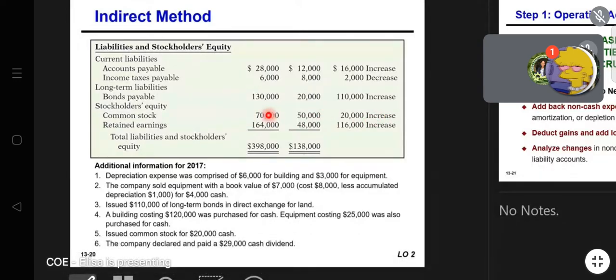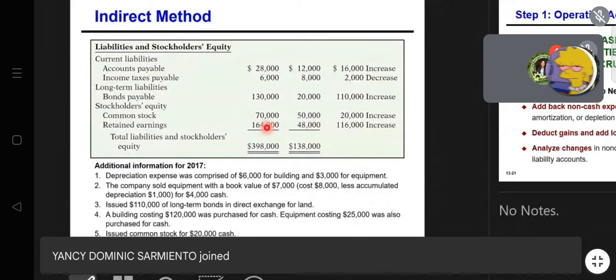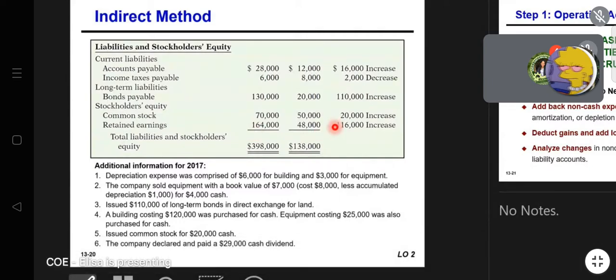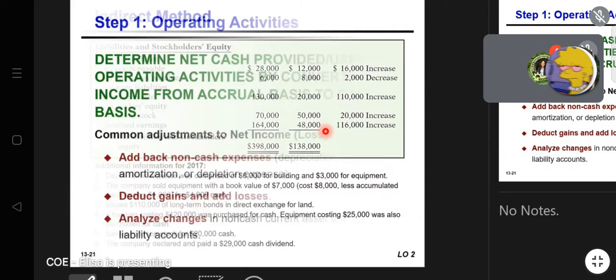So here, na siya gipang issue din, nag-issue man siya stock but rather in exchange for land. But in here, nag-issue siya stock worth 20,000. But in this case, na-receive niya ang cash. And then, the retained earnings increased by 116,000. So these are the information that we will be using in constructing our cash flow.